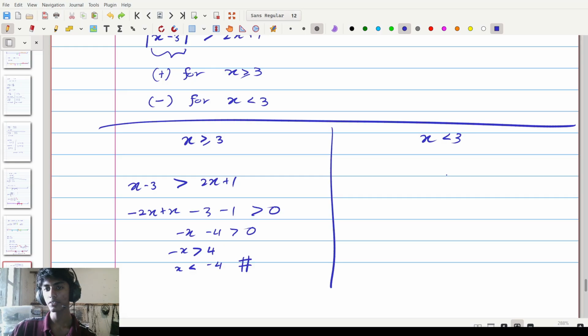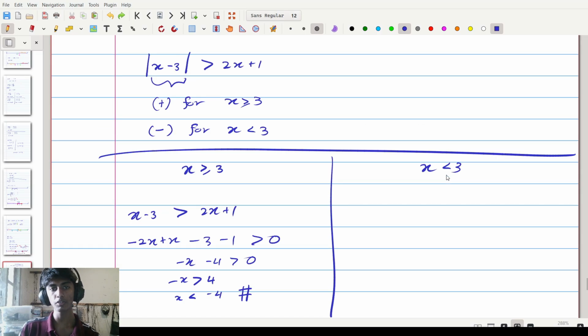For the other case, where x is less than 3, what we have is the negative value of the internal part of the modulus, which in this case is x minus 3. So we have negative of x minus 3, and it has to be greater than 2x plus 1. So what we really have is negative x plus 3 being greater than 2x plus 1, my bad.